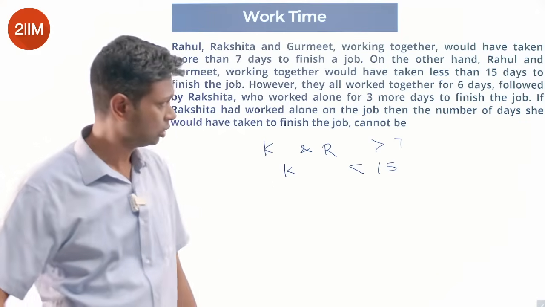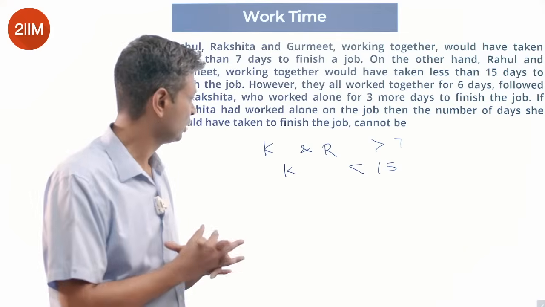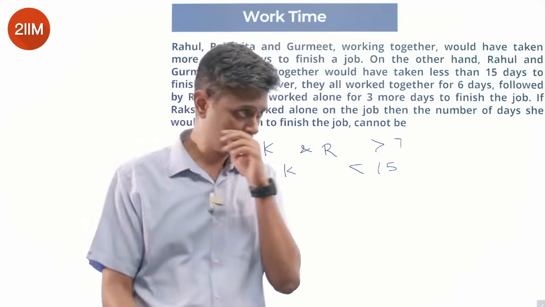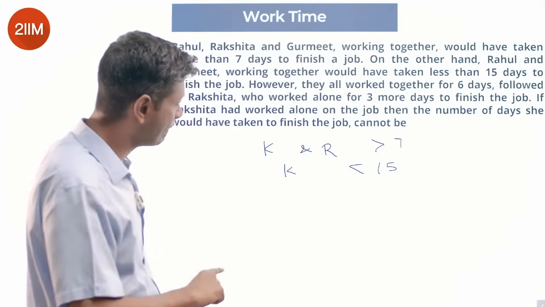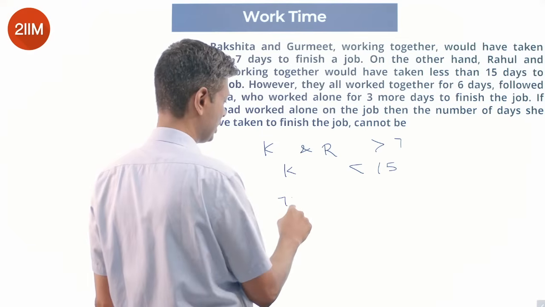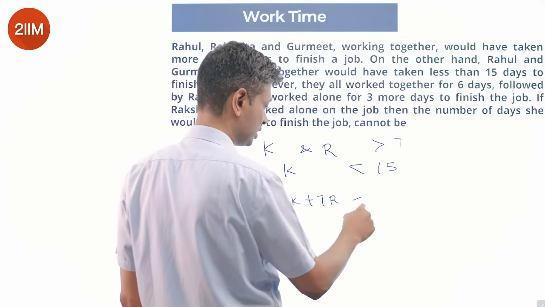Nice, interesting. So now let's say the task is t, some task t, and what k can do in a day, k is Rahul and Gurmeet together. So they take more than 7 days to finish it, or 7k plus 7r is less than the task.